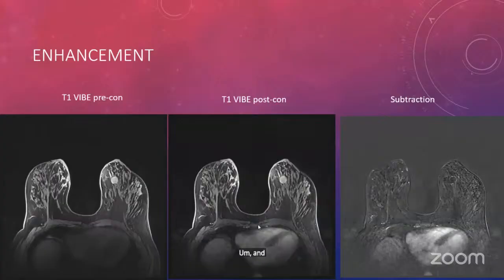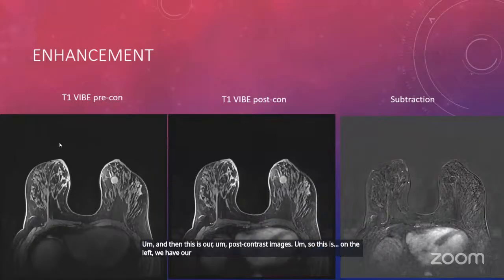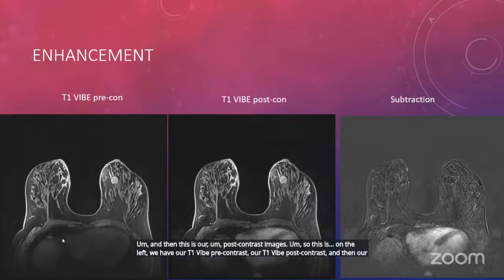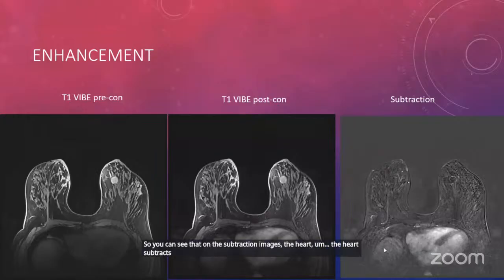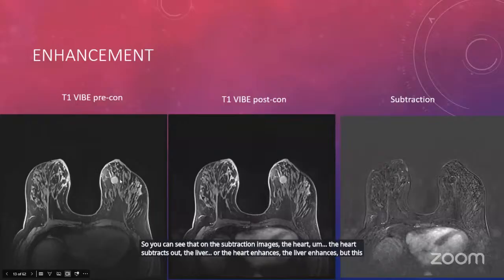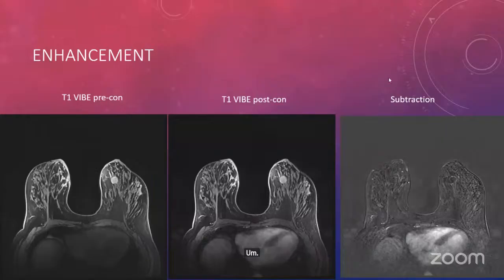And then this is our post-contrast images. On the left, we have our T1 Vibe pre-contrast, our T1 Vibe post-contrast, and then our subtraction images. So you can see that on these subtraction images, the heart enhances, the liver enhances, but this mass that was intrinsically T1 hyperintense subtracts out and is dark on the subtraction images.